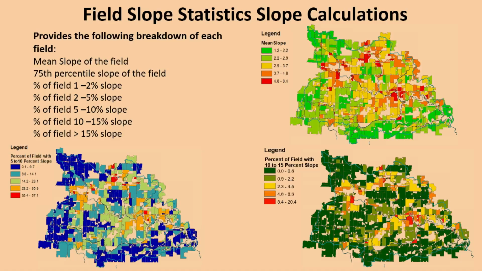In addition to the flow paths, the ACPF tool also identifies the slope in any given field. So it will break those fields down into either the mean slope you can get, the 75th percentile, or it's broken down into what percentage of the field is in a given slope range. As you can see, there's examples there of 10 to 15% or 5 to 10%. So all those different slope ranges are available.